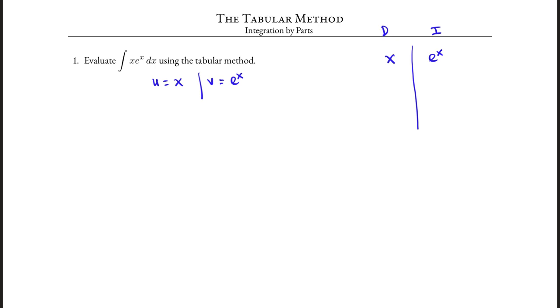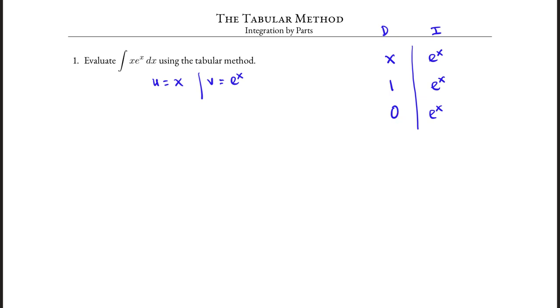We then successively take the derivative, or differentiate, the left-hand side. The derivative of x is 1, the derivative of 1 is 0, and we can stop when the derivative is 0. There's no need to find the derivative of 0, which is still 0. In the second column, we successively find the antiderivative. An antiderivative of e to the x is e to the x. An antiderivative of e to the x is e to the x. And we stop at this step because the left column is 0.